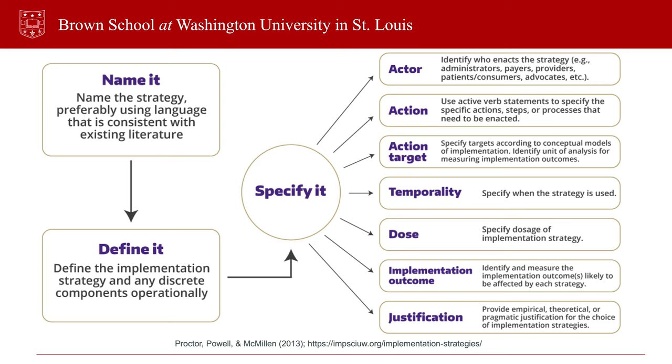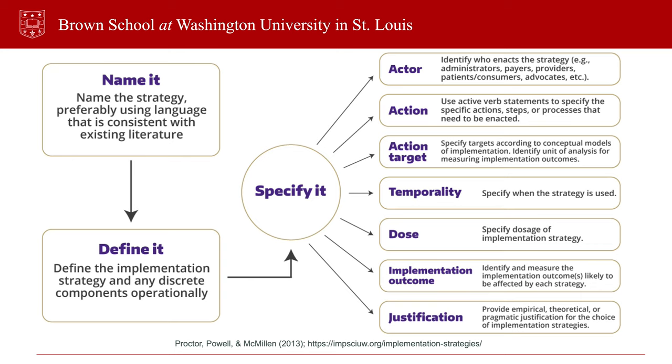Are there issues related to temporality or sequencing of the strategy? So for some multifaceted strategies, for instance, we may need to increase provider motivation before we send them to training. And so any documentation of timing or sequencing of implementation strategy that is important is really critical to specify. What is the dose of the implementation strategy? What implementation outcomes do we think are likely to be affected? And then finally, what is the empirical, theoretical, or pragmatic justification for the choice of implementation strategies?